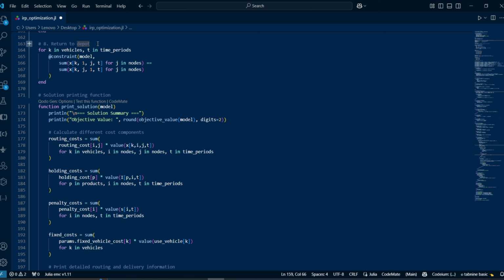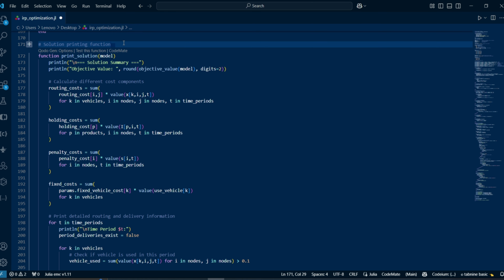And 8, here, in our model, we need to ensure that each vehicle, after completing its route for a specific time period, returns to the depot. This is essential for maintaining the logical flow of the delivery operation. Again, the constraint is expressed like this. This means that for every vehicle k at every time period t, the number of trips starting from the depot must equal the number of trips returning to the depot. This ensures that the routes are balanced and all vehicles start at the same point.